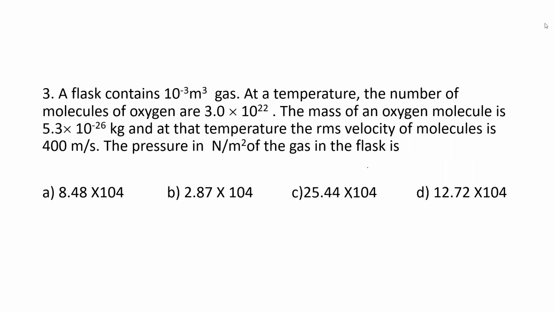In the first question, we have seen the expression for pressure. That expression was in terms of density. Now we need to take it in terms of mass and volume. Here the expression is P is equal to 1 divided by 3 rho into VRMS square. So here instead of density, we are taking mass, that is mass per unit volume.